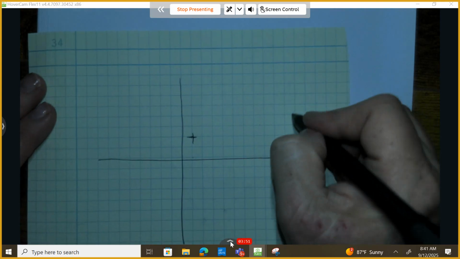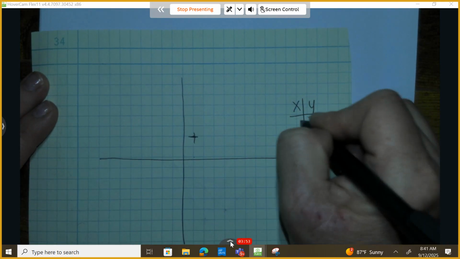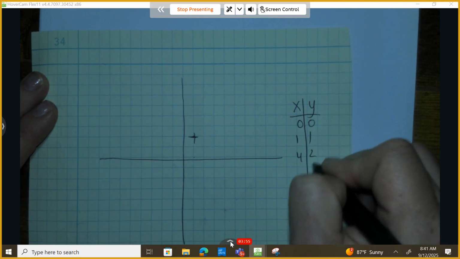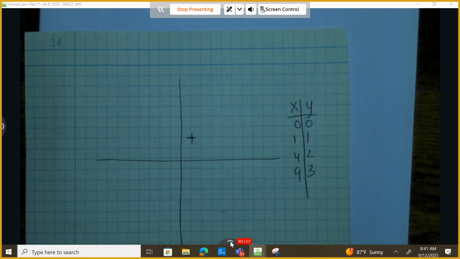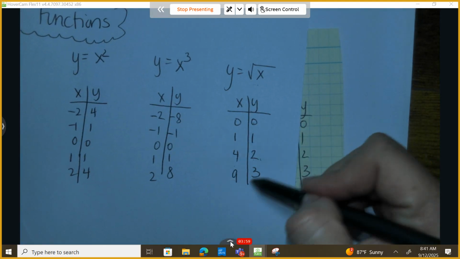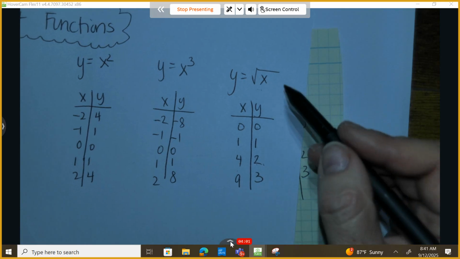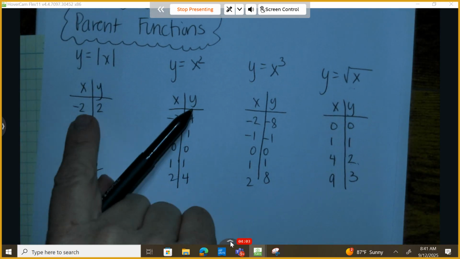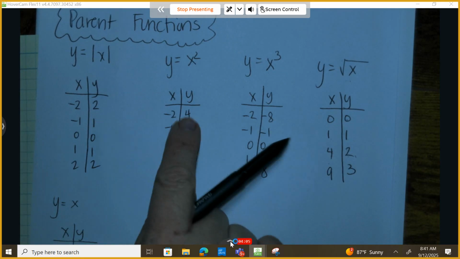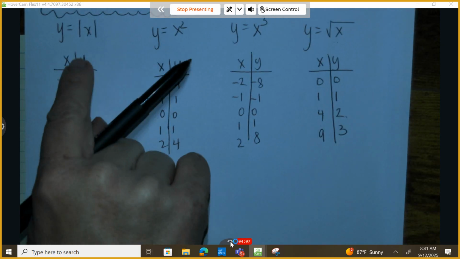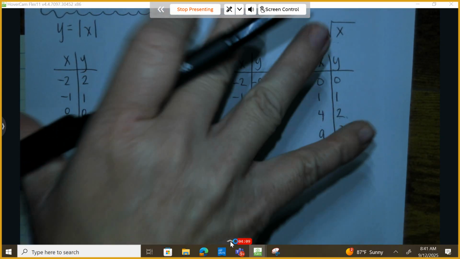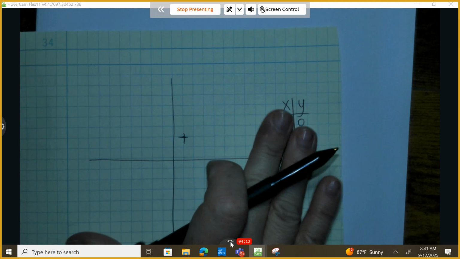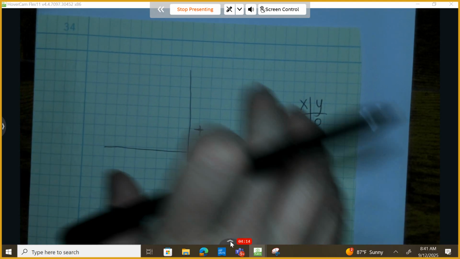Now, I'm going to do that ordered pair off to the side. This is 0, 0, 1, 1, 4, 2, and 9, 3. And you may be thinking, where the heck did she get those from? Those would be the ordered pairs that correspond to the parent function. Again, the day before your test or before your review, you're going to be provided this. You will fill in the numbers, and then I will pass this back to you on the test because you cannot use a graphing calculator on the day of the test on this portion.